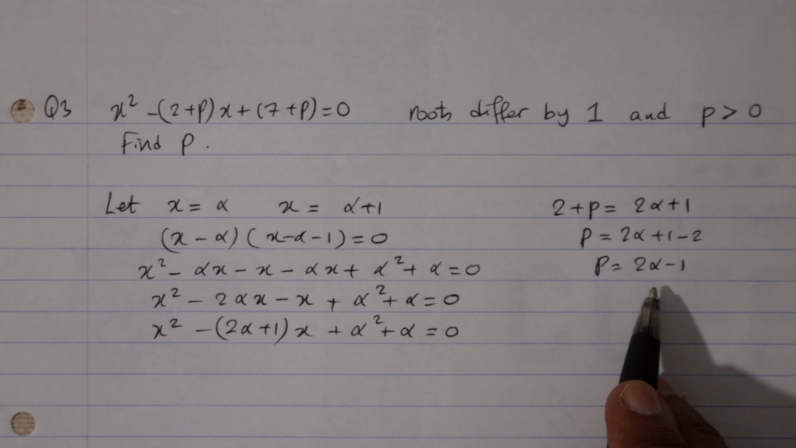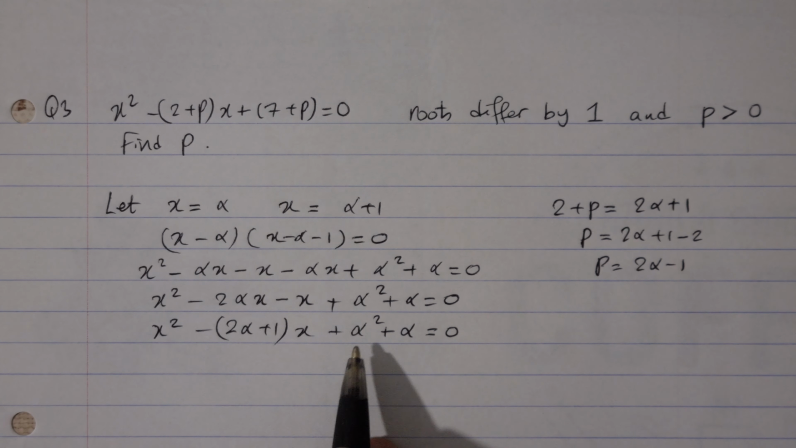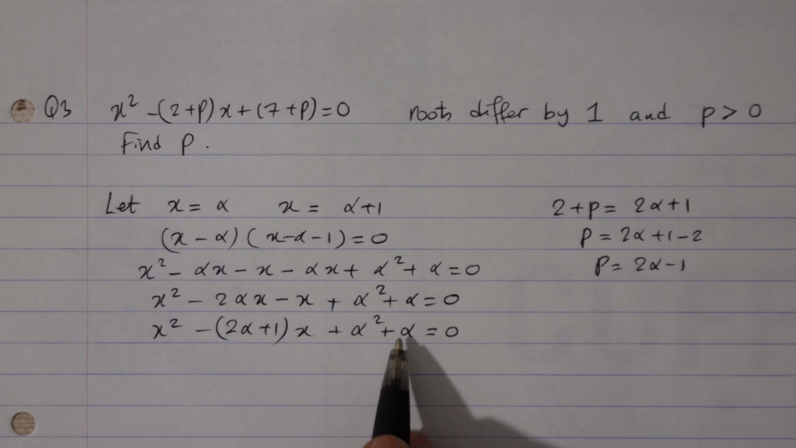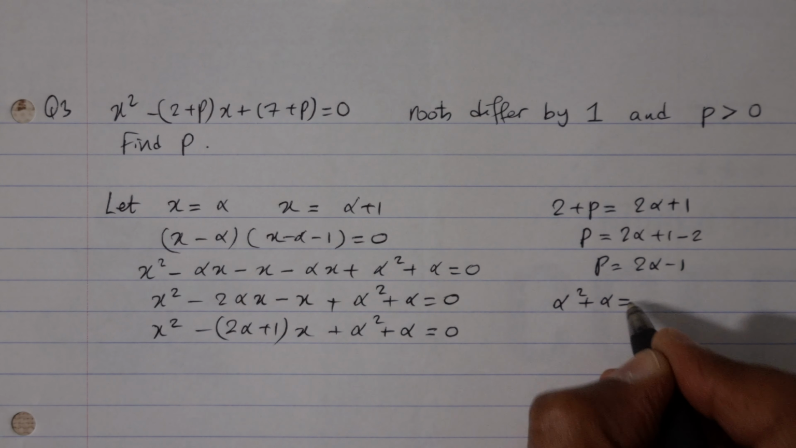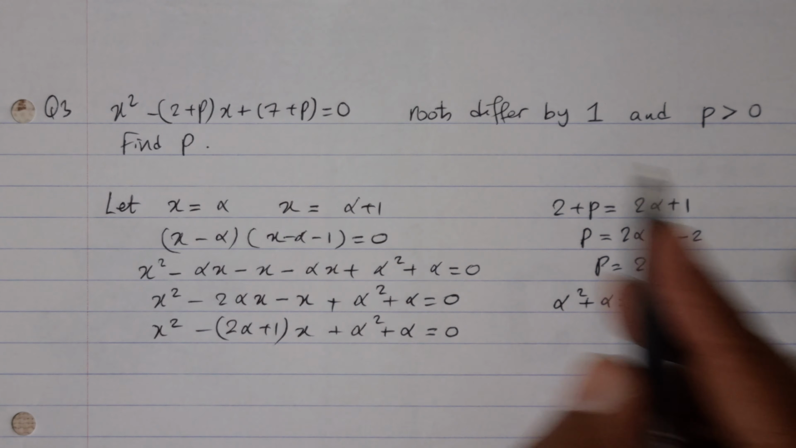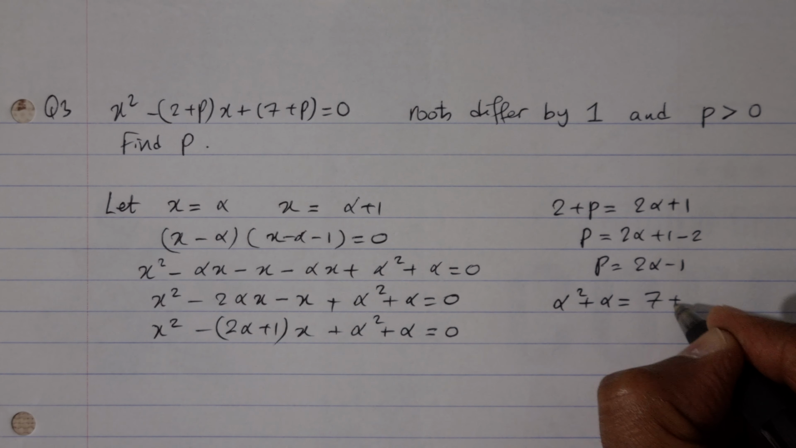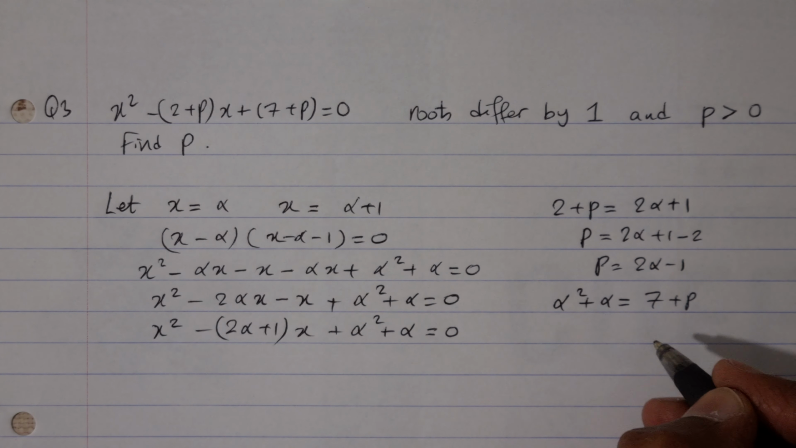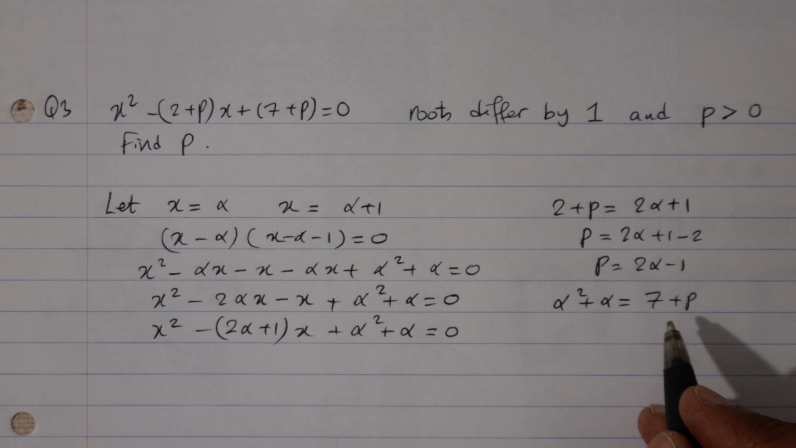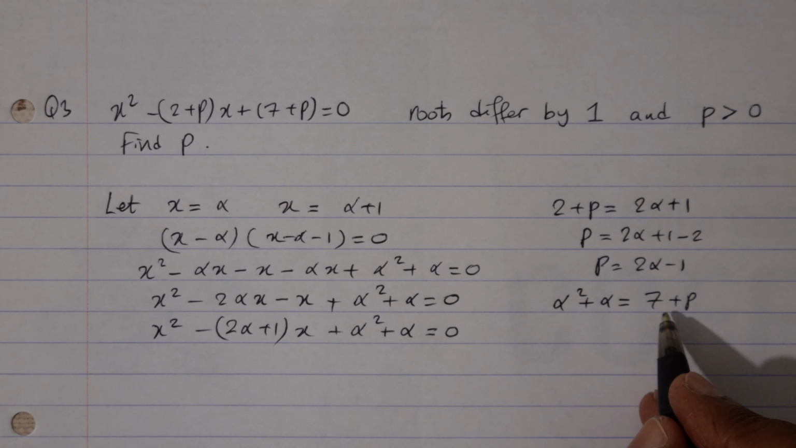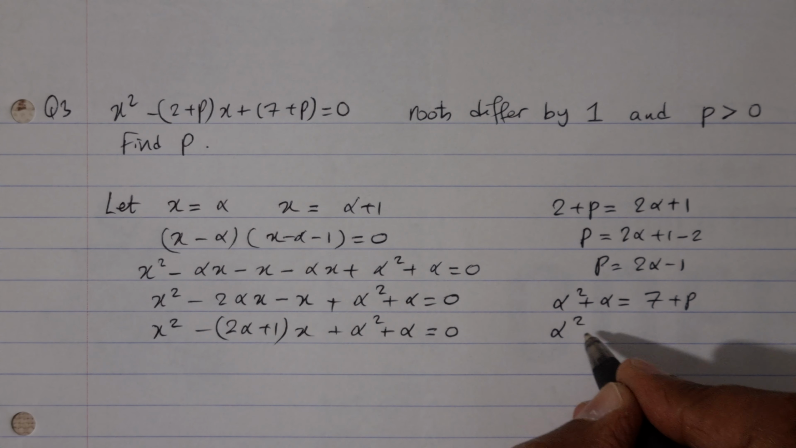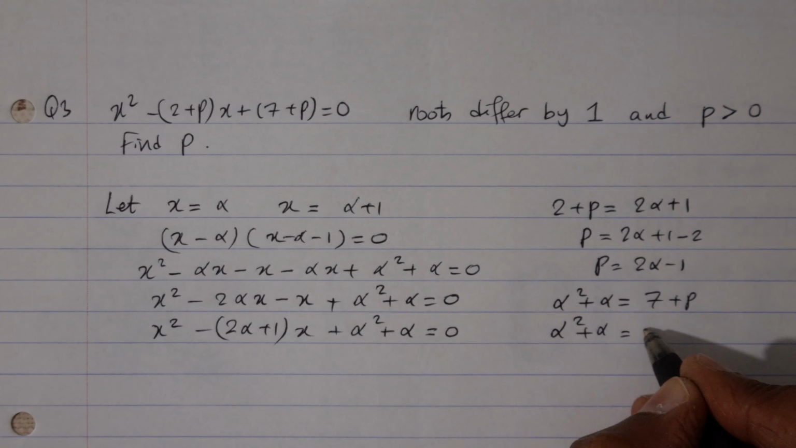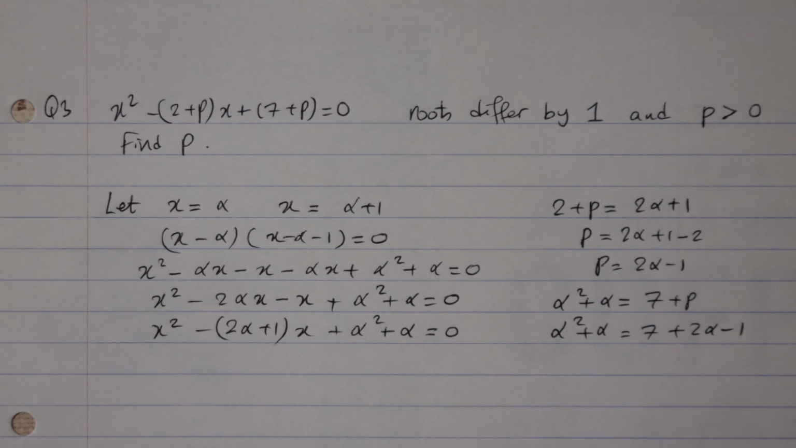Now, since p is equal to 2 alpha minus 1, I can compare again and see alpha squared plus alpha is equal to 7 plus p. So we're comparing the constants of the equation. So 7 plus p is equal to all of that. And because we know that p is equal to 2 alpha minus 1, the p can be substituted for 2 alpha minus 1. So I've got alpha squared plus alpha is equal to 7 plus 2 alpha minus 1. Now I'm going to try and simplify this.